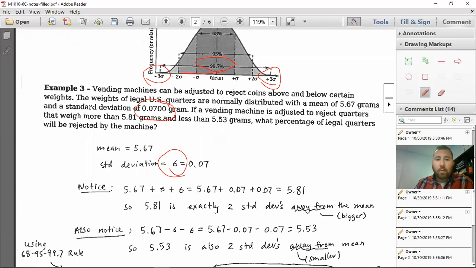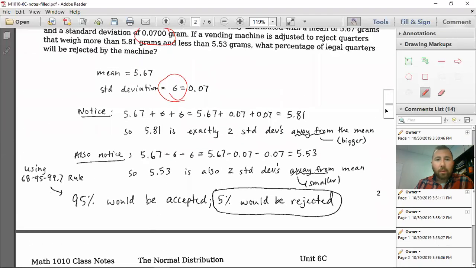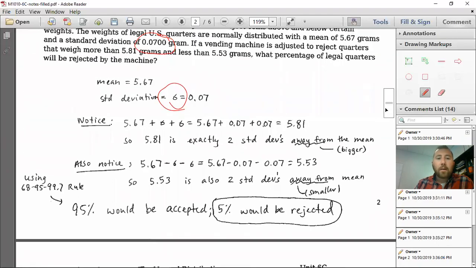Okay, so you have to make an observation here: if you add 2 standard deviations to the mean, you get one of the values in the problem, 5.81. And if you subtract 2 standard deviations from the mean, you get another key value in the problem, 5.53. Now you can know to do this on problems. You take the mean, add a few standard deviations, and see if you're within 1 or 2. In this problem, the values fall nicely.